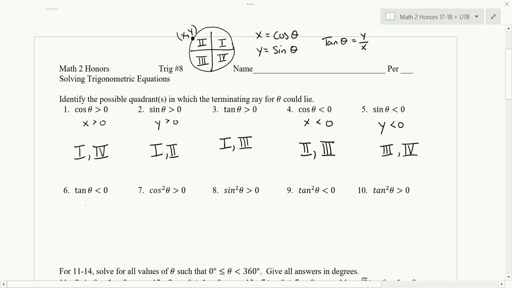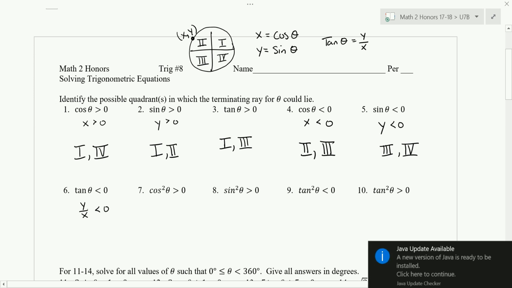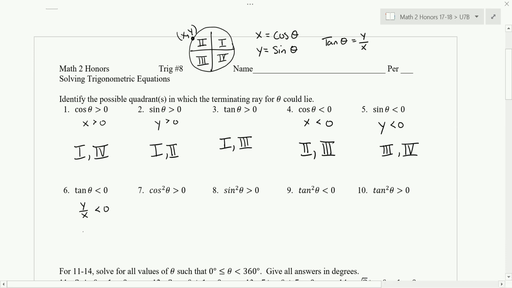6 is asking when tangent is negative, or when y over x is negative. And so that's when either y is negative and x is not, so that would be in quadrant 4, or when x is negative and y is not, and that would be in quadrant 2. So 2 or 4.